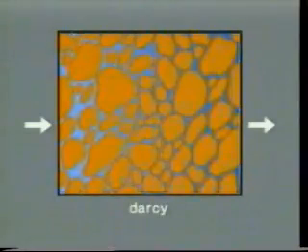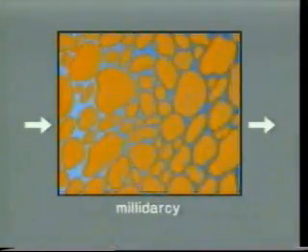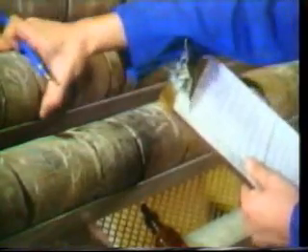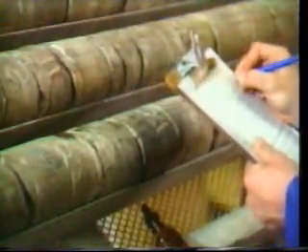Permeability defines the ability of a reservoir to permit the flow of fluids. It is measured in Darcys or millidarcies and is represented by the letter kappa. A permeability value can be indicated, but not directly measured, from well-logged data. Core analysis, however, can provide an actual measurement. How is a permeability value calculated?